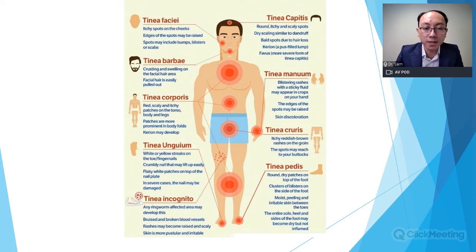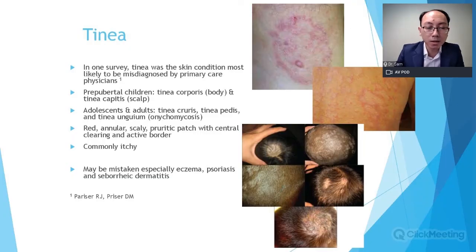If there is a tinea infection over the toe or the nail, we'll use tinea unguium. Tinea cruris will be at the inguinal region, or tinea capitis, which is commonly seen in our pediatric patients. Tinea, in one survey published in a journal of dermatology, is a skin condition most likely to be misdiagnosed by primary care physicians.